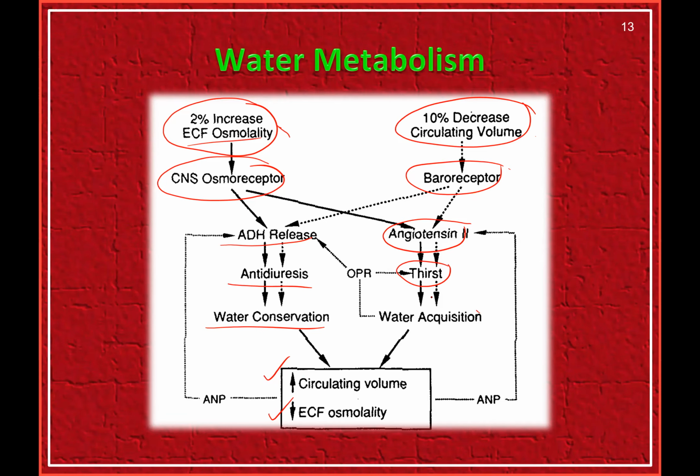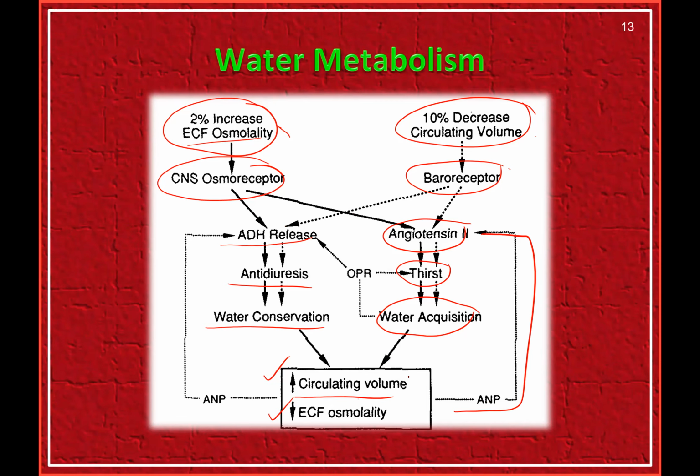Thirst is stimulated, leading to water acquisition by the oral route, and angiotensin 2 is inhibited by the atrial natriuretic peptide once the circulating volume is restored. Also, baroreceptors act through ADH to conserve water through the kidney, increasing the circulating volume. So there are two stimuli: one is an increase in the osmolarity, which acts on the osmoreceptors, or a decrease in the circulating volume, which activates the baroreceptors. Both end up in water conservation.